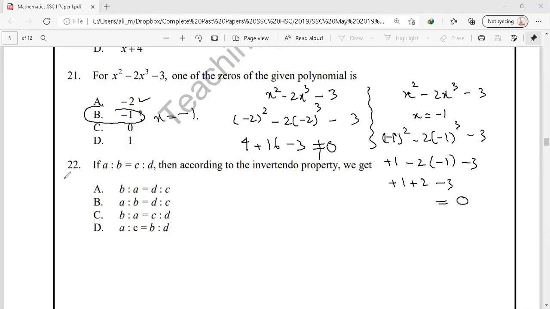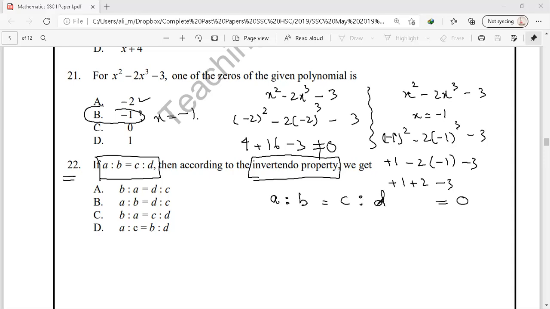Okay, let's see question number 22. If we have these quantities in proportion, A ratio B equals C ratio D, then according to the invertendo property... So if we recall the invertendo property, what we actually do is replace the first and second proportion. This is the first and second proportion, we reverse both of them.